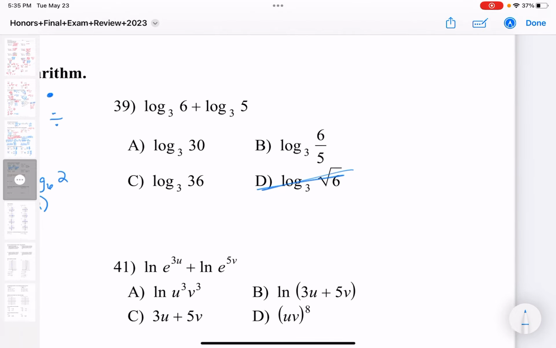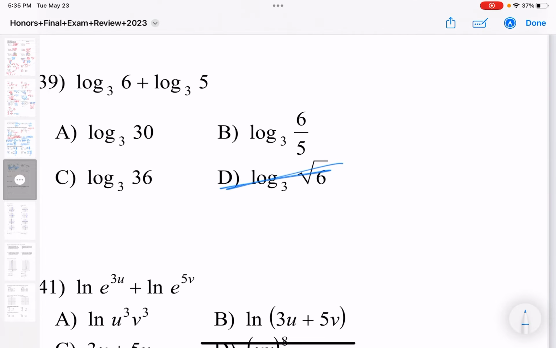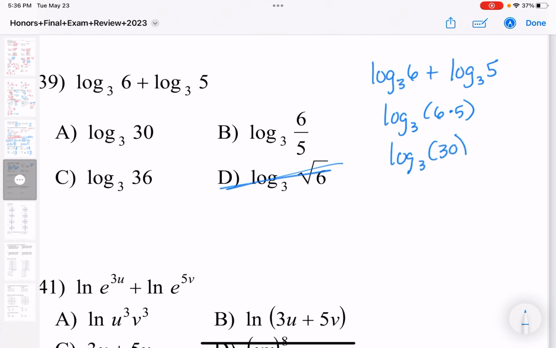So now let's go ahead and work out the rest of the problem. So we've got log 3, 6 plus log 3, 5. So remember, plus changes to multiplication. So log 3 of 6 times 5, log 3 of 30, which is A.